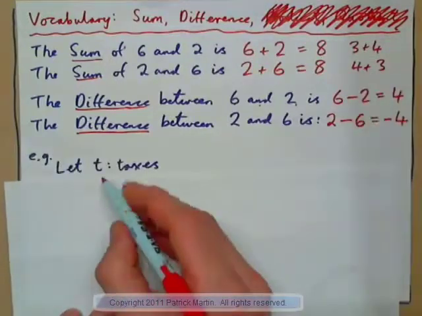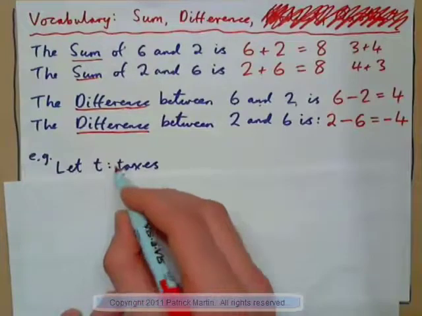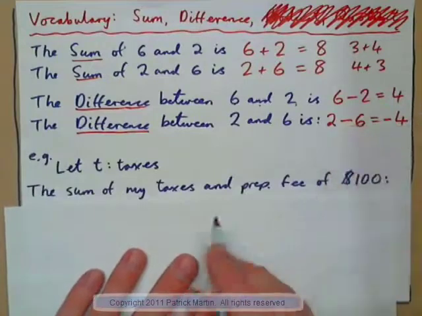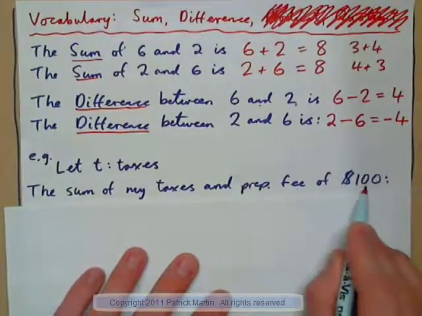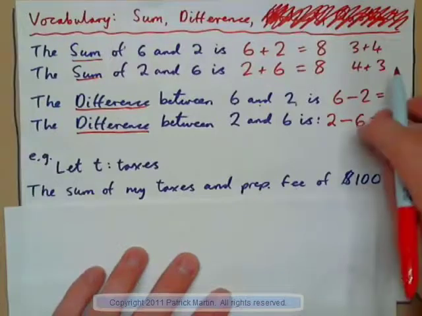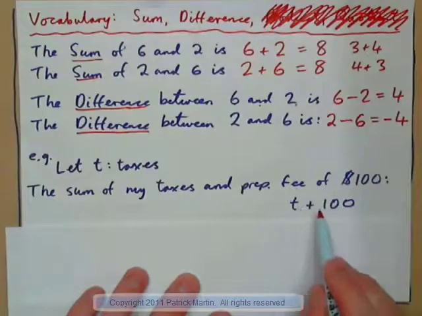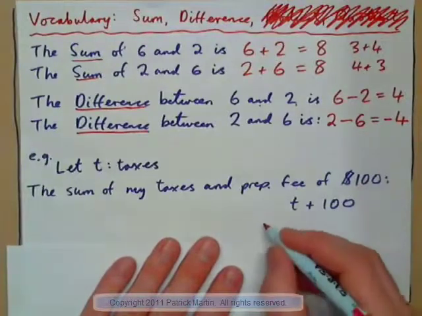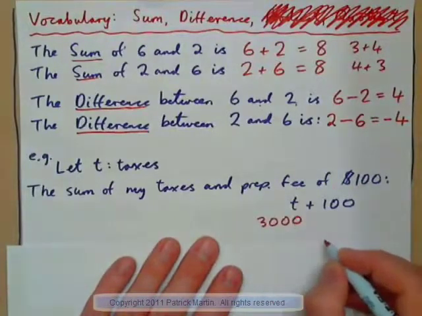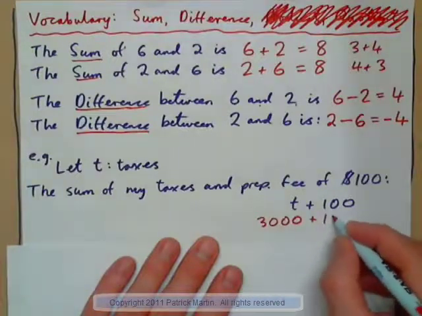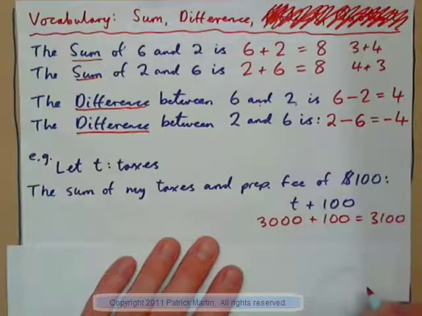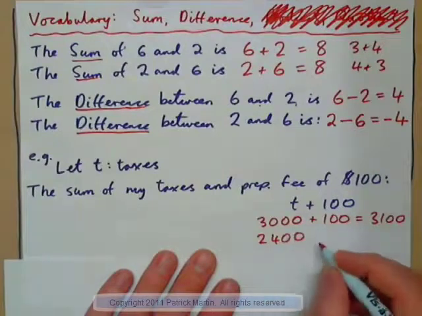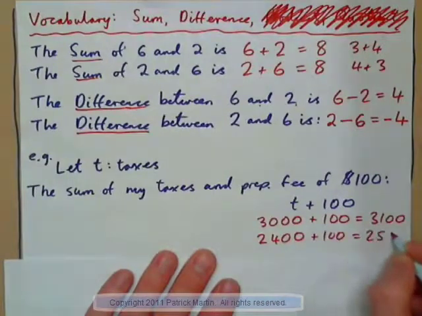Okay, let T represent your taxes for the year, right? So the sum of my taxes and a preparation fee of $100 would look like this: T plus 100. So, for example, if your taxes were $3,000, your total would be $3,000 plus 100, 3,100, right? Or your taxes might be $2,400 plus the fee of 100, that would be 2,500.